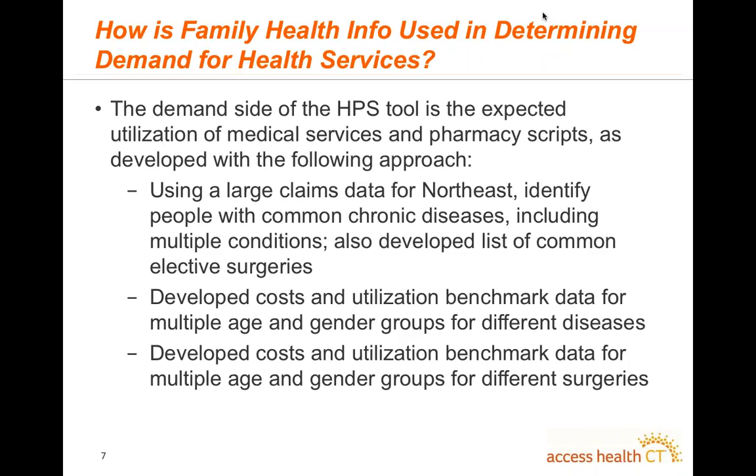So what we did, we used a large claims data in the Northeast region to identify people with chronic diseases and multiple conditions, and also developed a list of common elective surgeries. By the way, it is not a long list, but it is the most common list of things that people seek their plans to pay for. And then we developed the cost and utilization benchmark.